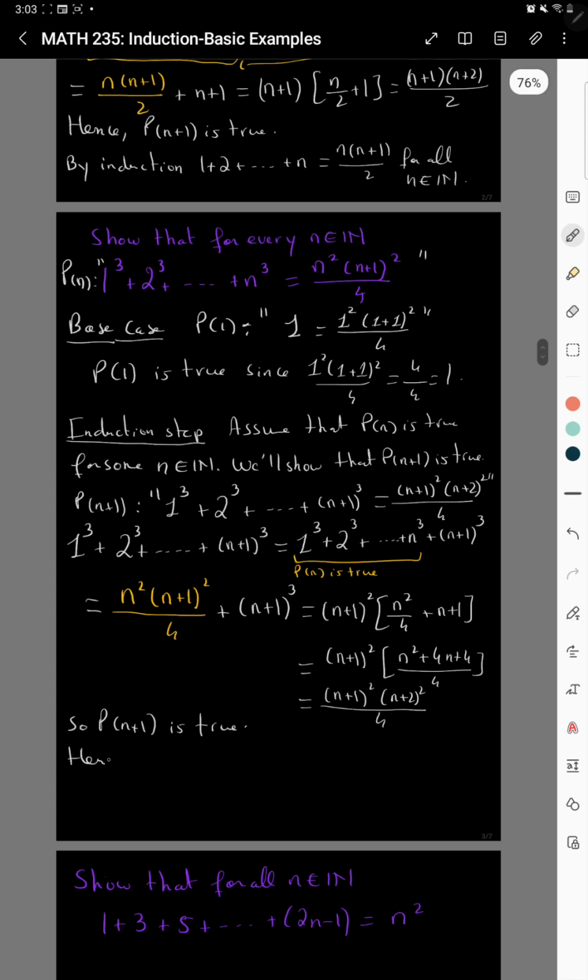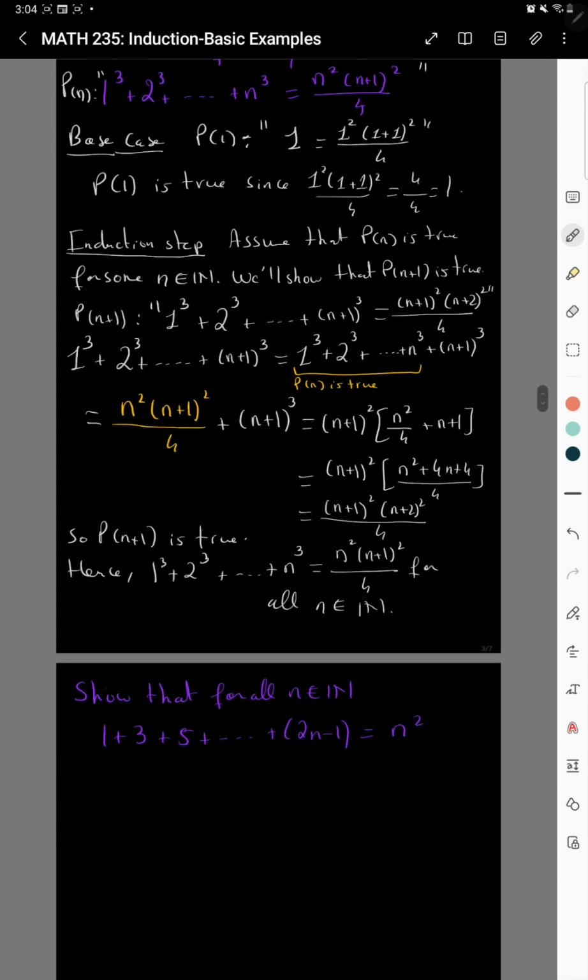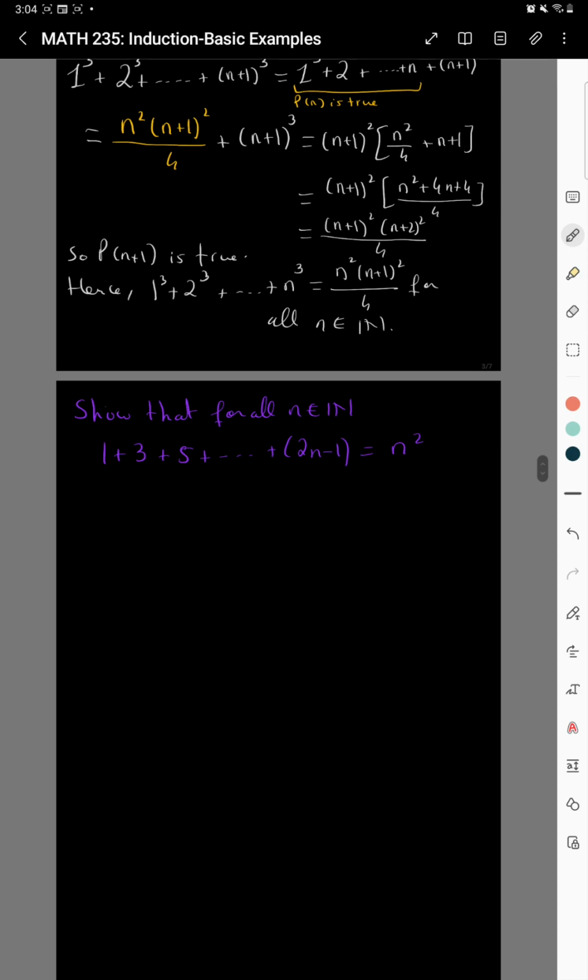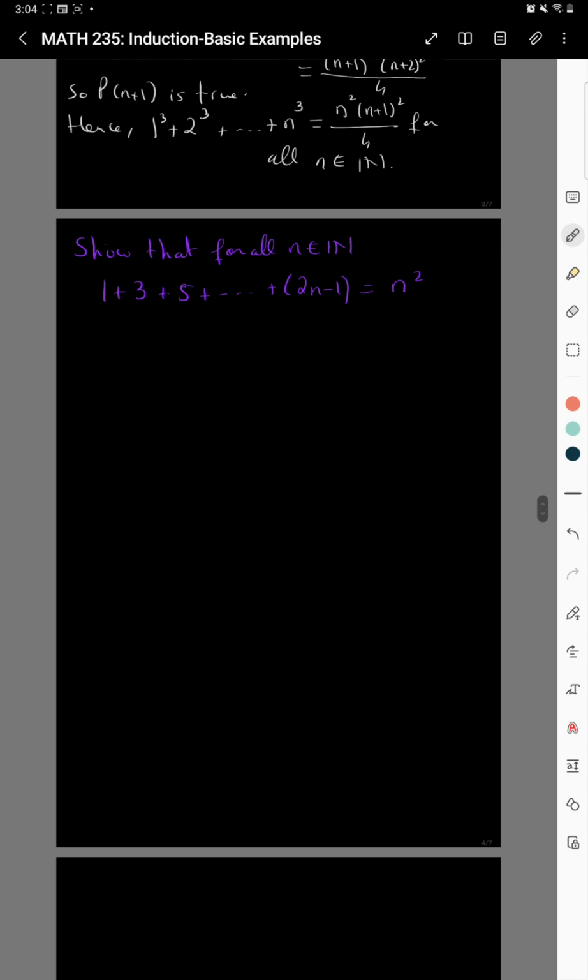Hence, Pn is true for all n. So hence 1 cubed plus 2 cubed plus n cubed is equal to n squared times n plus 1 squared over 4 for all n. Now we move on to an example that is of the same difficulty, but might be slightly trickier.